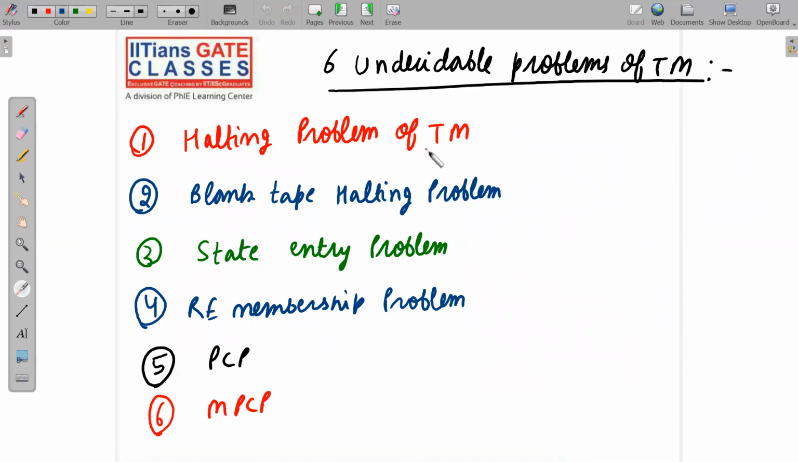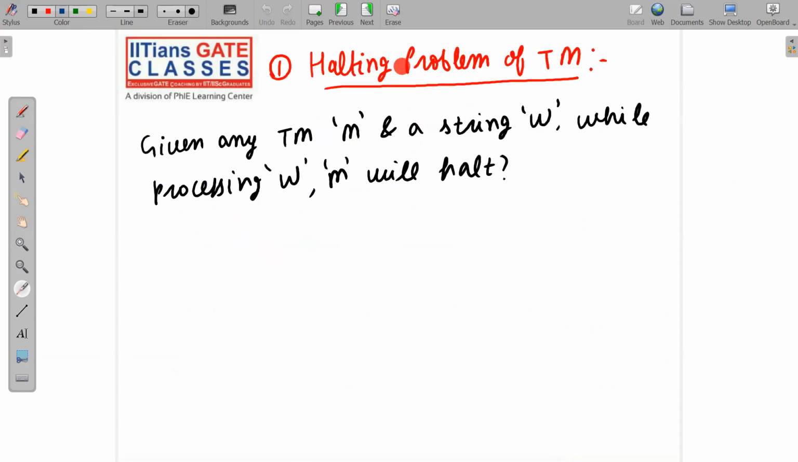So next is 6 undecidable problems of Turing machines. First is halting problem, then blank tape halting problem, then state entry problem, RE membership problem, PCP and MPCP. So these are 6 problems. Please note it down fast, and I'm jumping to the next slide. So first is halting problem. Halting problem says given any Turing machine M and a string W, while processing W, will M halt? This is the problem.